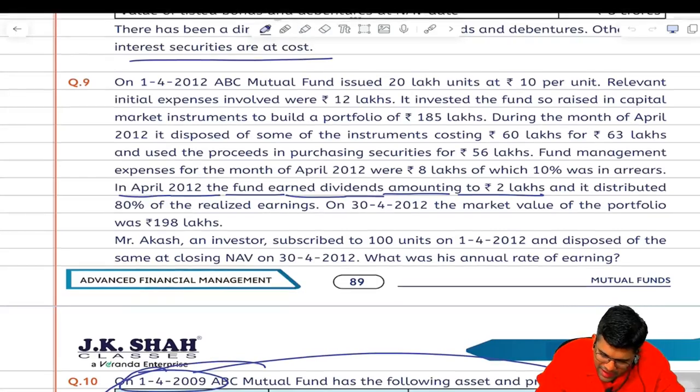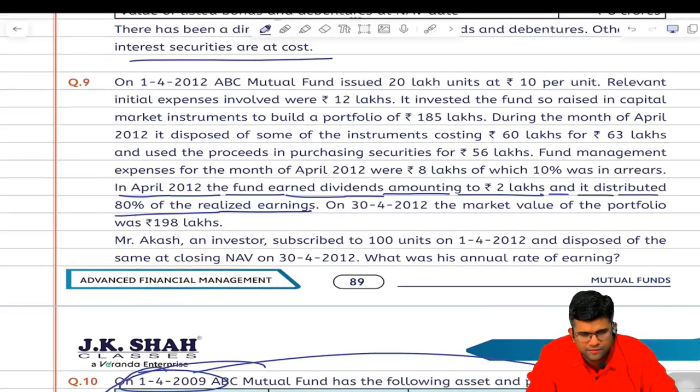Then they are saying, and it distributed 80% of the realized earnings. Hey, pay attention here. Don't talk here and there. Everyone ready? Hey, important. Ready? Now, they are saying that it distributed 80% of the realized earnings. Hey, what do you mean by this? Means this mutual fund must have issued a dividend plan. I hope you're understanding. Dividend plan means all the unit holders will get dividends.